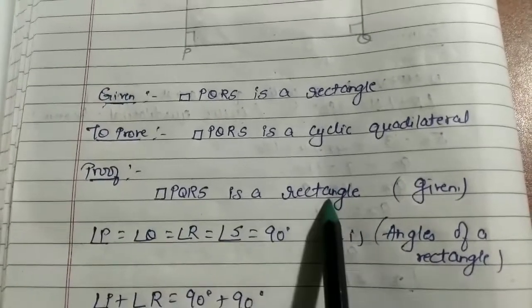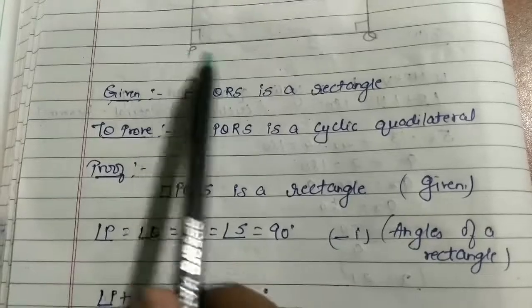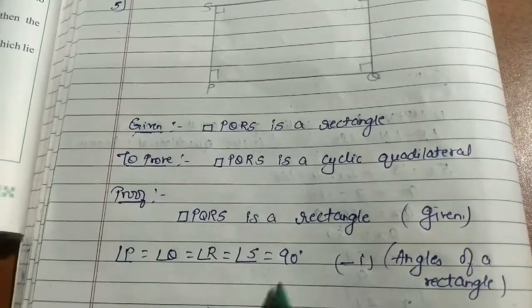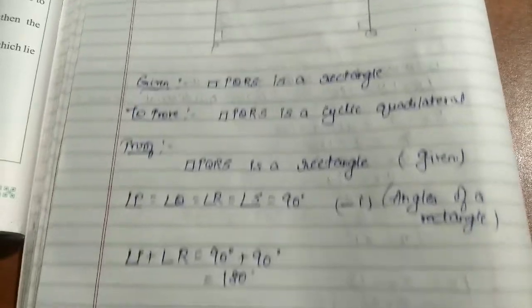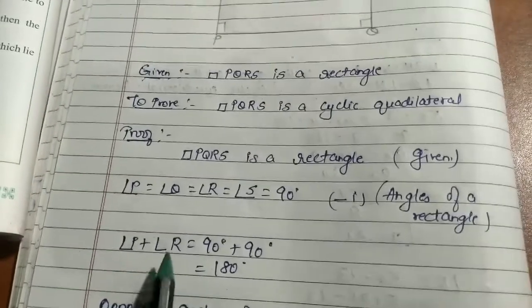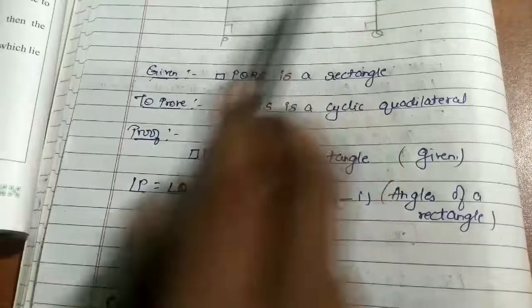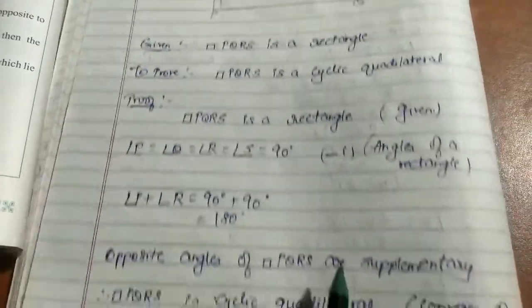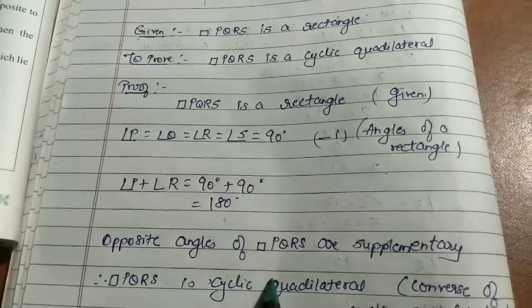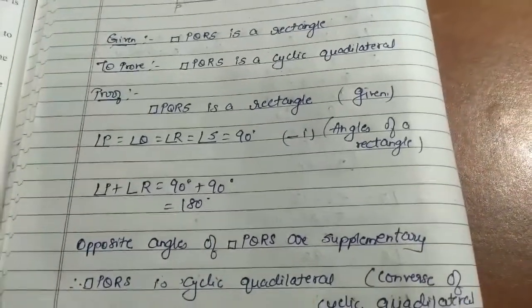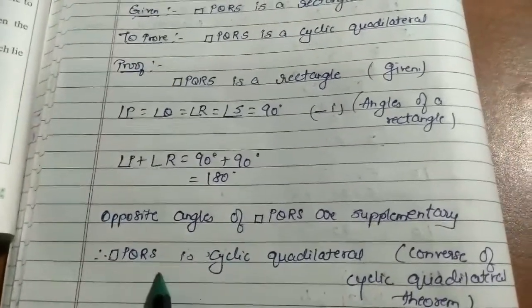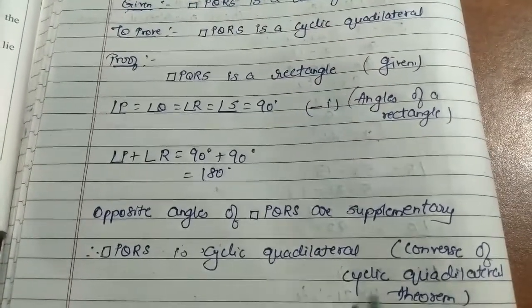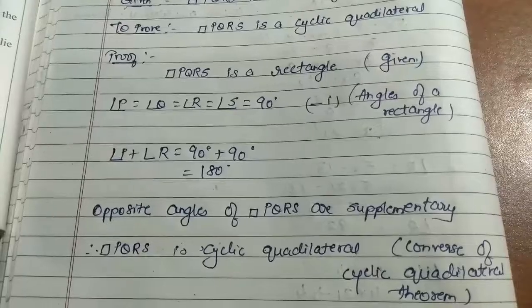So we know it is a rectangle. So angle P equals angle Q equals angle R equals angle S equals 90 degrees, angles of a rectangle. If we add angle P plus angle R, 90 plus 90 will give you 180. So opposite angles are supplementary. So we can say that quadrilateral PQRS is a cyclic quadrilateral, by the converse of the cyclic quadrilateral theorem.